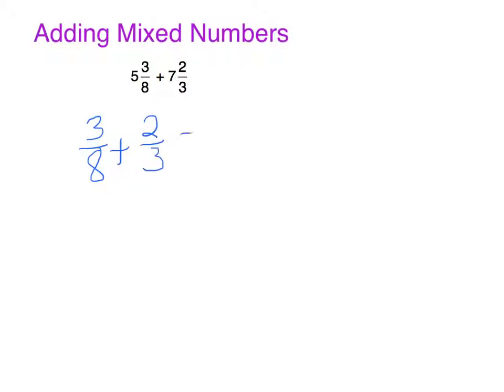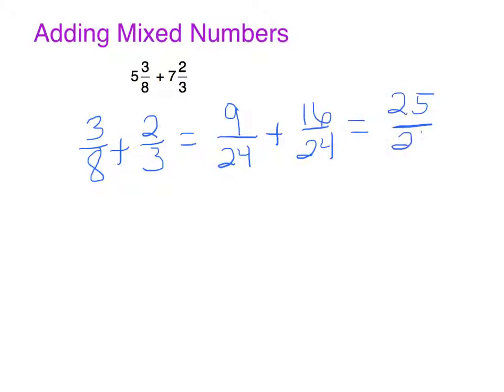So we're going to add 3/8 and 2/3. The lowest common denominator of 8 and 3 is 24. 8 goes into 24 3 times. 3 times 3 is 9. 3 goes into 24 8 times. 8 times 2 is 16. 9 plus 16 is 25. So we get 25/24.